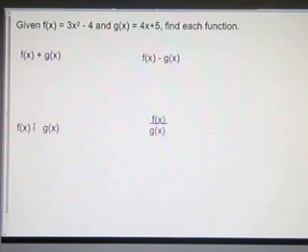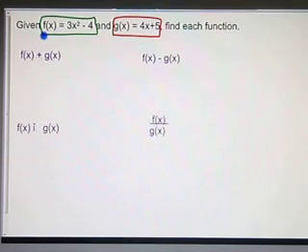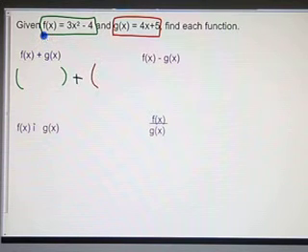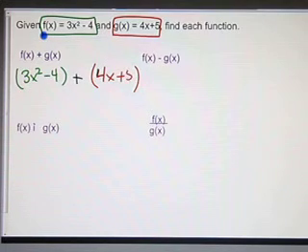So we have one function, our first function, we're going to call it our green function here, f of x equals 3x squared minus 4. Our second function, our red function, is g of x equals 4x plus 5. So when they say we need to take f of x plus g of x in this first problem, we're just going to take our first function and add it to our second function. So we're going to take 3x squared minus 4 and add it to 4x plus 5. Okay, so we just need to add those two things together.